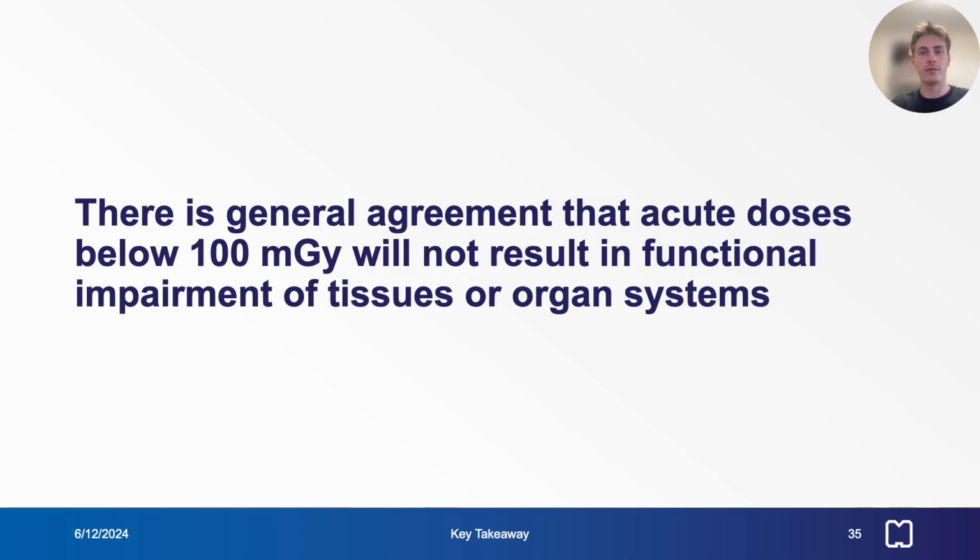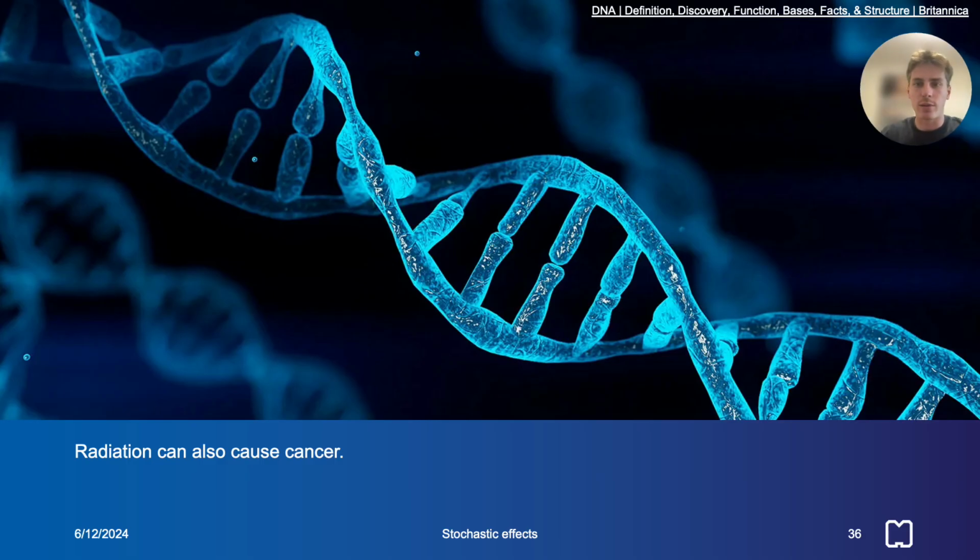There is a general agreement that acute doses below 100 milligray will not result in functional impairment of tissues or organ systems. As physicists, or people working in healthcare, we should try to have this number in our head. So the consensus here is that 100 milligray is the approximate dose threshold for tissue effects. As you probably already know, it's well established that radiation can increase the risk of cancer years after exposure. While moderate doses of radiation cause well-documented effects, one cannot detect significantly increased effects at doses typically encountered in diagnostic imaging.